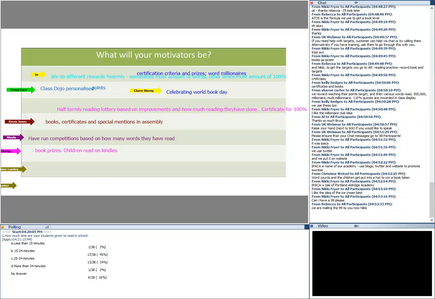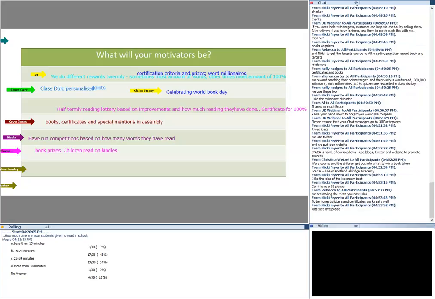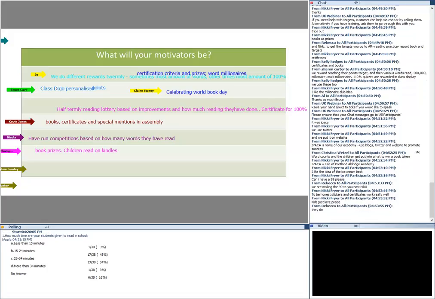So these are absolutely fantastic ideas, everybody. And it's all about creativity. If you want some ideas, you can always pop onto social media, things like Twitter. You have a lot of people out there, or Facebook. A lot of schools post their ideas on there. And if you do have a great idea, something that works, please do share it with us.